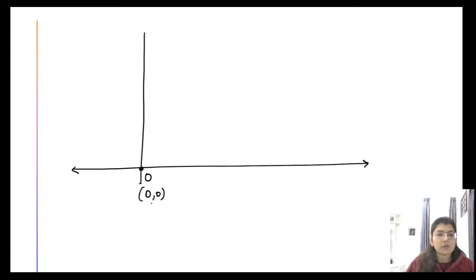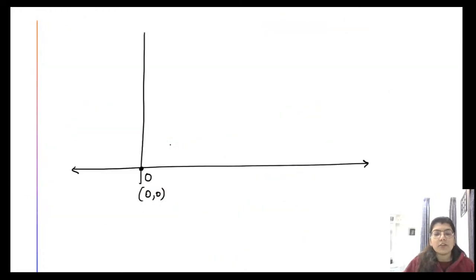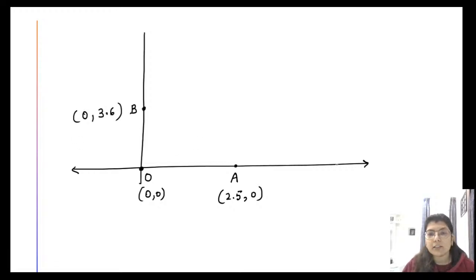So 0 comma 0 you will include anyway. Okay. Then A is what? A is 2.5 comma 0. So let's say that I am plotting A over here, 2.5 comma 0. Now what is B? B is 0 comma 3.6. So let's say that B is over here, that is 0 comma 3.6. Correct? Then coordinate C is 11 comma 0. So C suppose is lying somewhere over here, that is 11 comma 0.